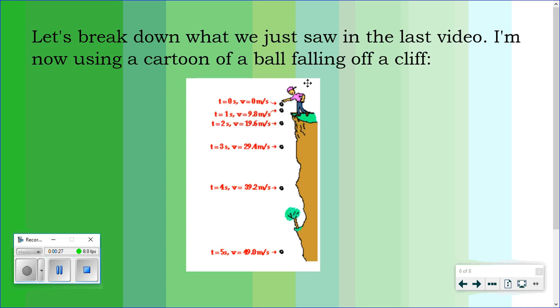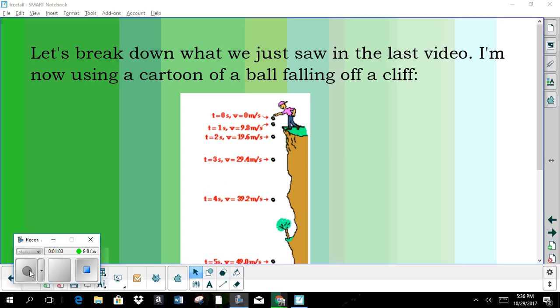At time 0, obviously the velocity is 0 meters per second. After the rock has fallen 1 second, the velocity will be 9.8 meters per second. After the rock has fallen 2 seconds, the velocity of the rock should be 19.6 meters per second, barring air resistance. 3 seconds, it's triple 9.8 at 29.4 meters per second. If I quadruple 9.8, I'll get 39.2 meters per second. And finally, if I multiply 9.8 by 5, I'll get 49.0 meters per second.